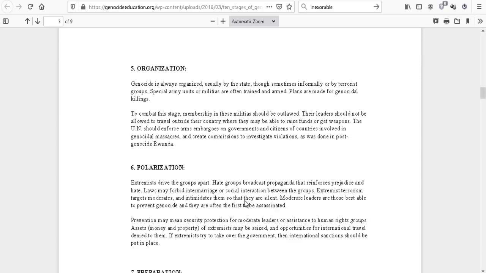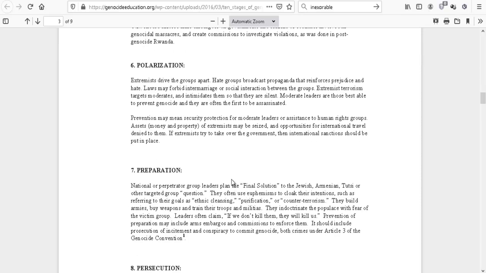So, number 6, polarization. Extremists drive the groups apart. Hate groups broadcast propaganda that reinforces prejudice and hate. Laws may forbid intermarriage or social interaction between the groups. Extremist terrorism targets moderates and intimidates them so that they are silent. Moderate leaders are those who are able to prevent genocide, and they are often the first to be assassinated.